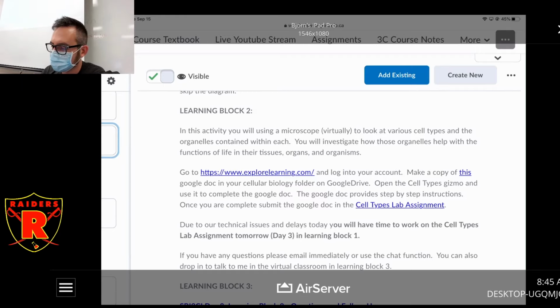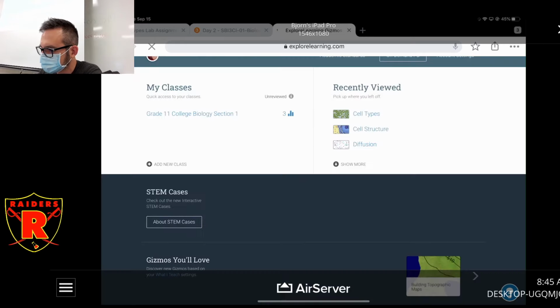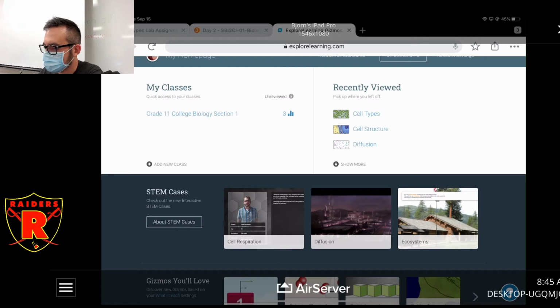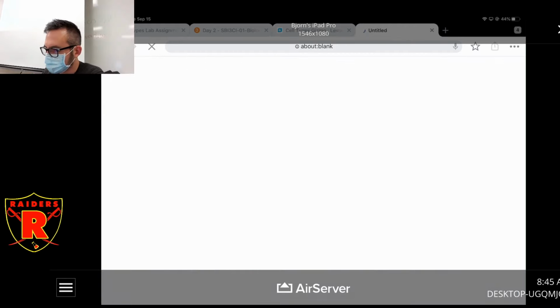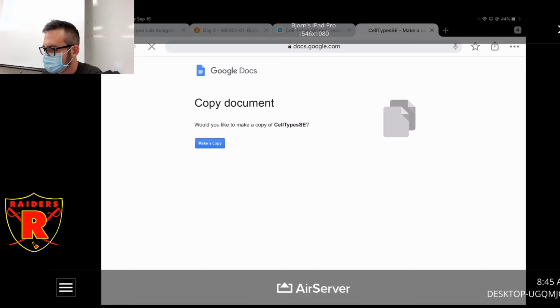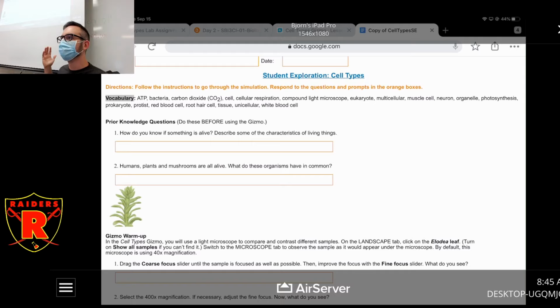So you open Explore Learning. I'll do it right now so you can see it. I'm going to log in. And then the first lab activity that you're working on here in block 1 is the cell types lab activity, this one right here. So you open it up. And then the Google Doc, make another copy, just takes you through step by step, okay? It asks you a question, it gives you a spot for your answer. It asks you a question, gives you a spot for your answer, okay? And it'll tell you do this with the gizmo, do this with the gizmo. What happens? You know, you're just following along.